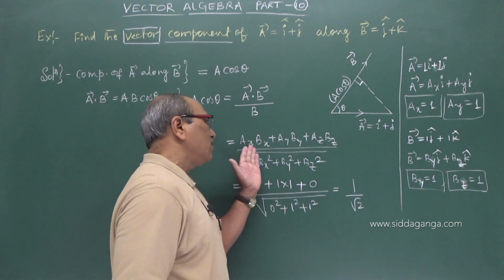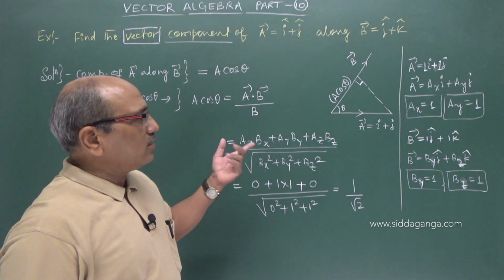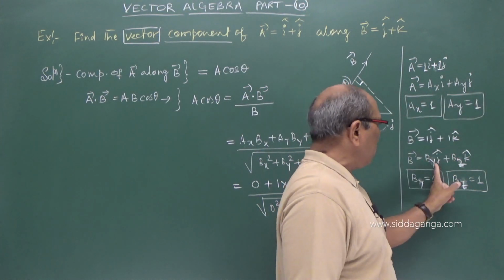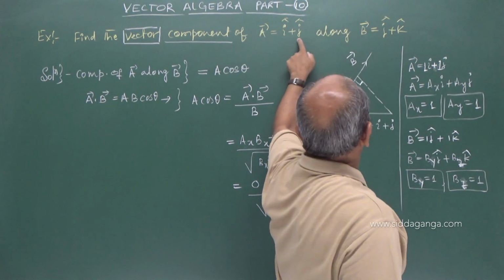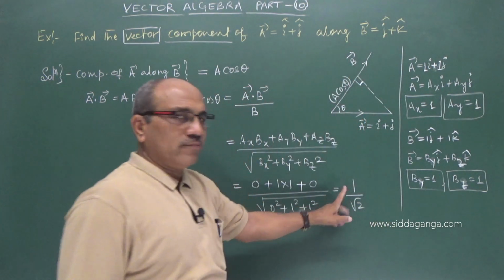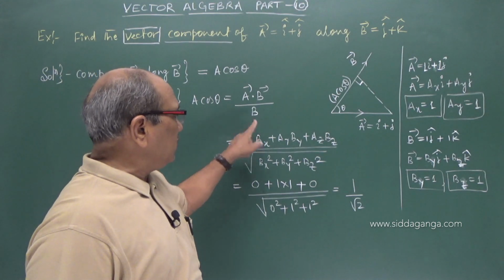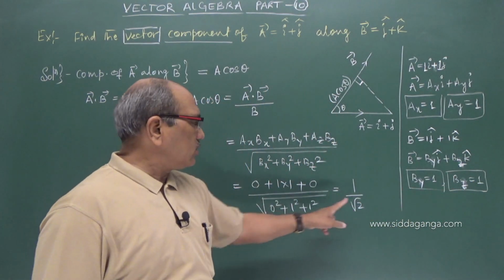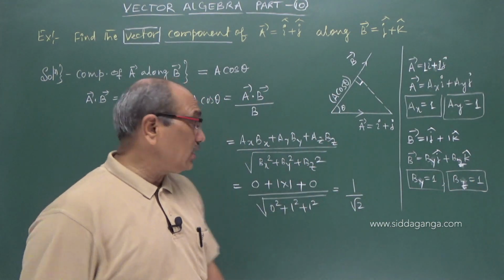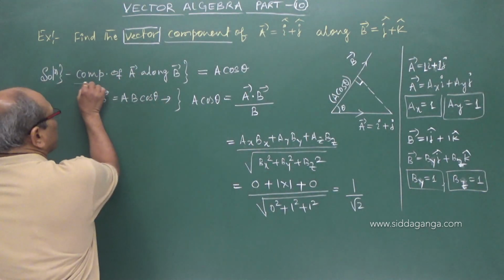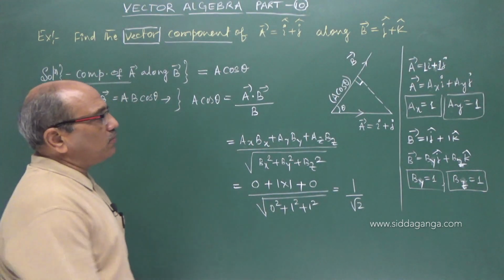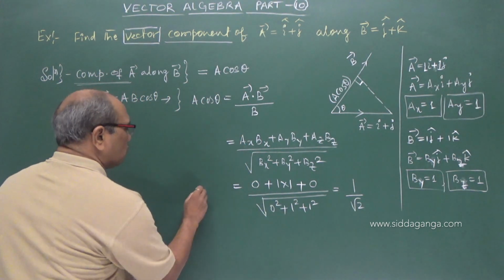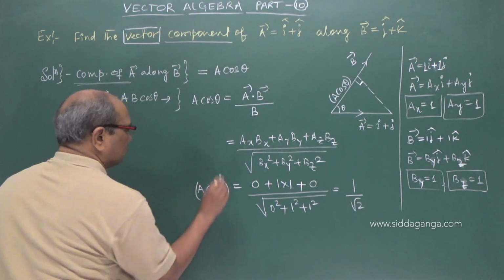Only for convenience, I wrote that. Otherwise, directly you can say AX is not present, leave it. AZ is not present, leave it. AY, BY: here itself, j, 1, 1, therefore 1. The magnitude of B is root of BY square plus BZ square, 1 square plus 1 square is 2, root 2. This is the magnitude of the component of A along B, which is A cos theta.